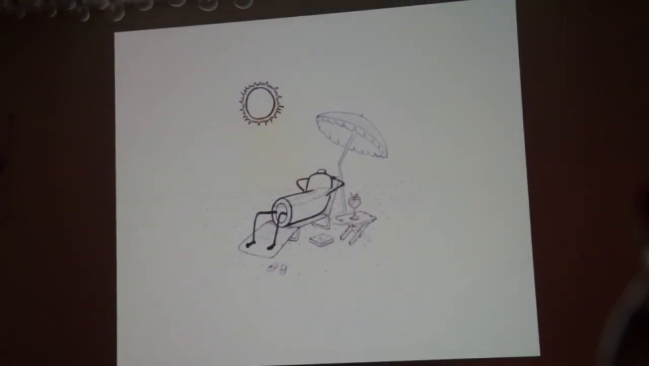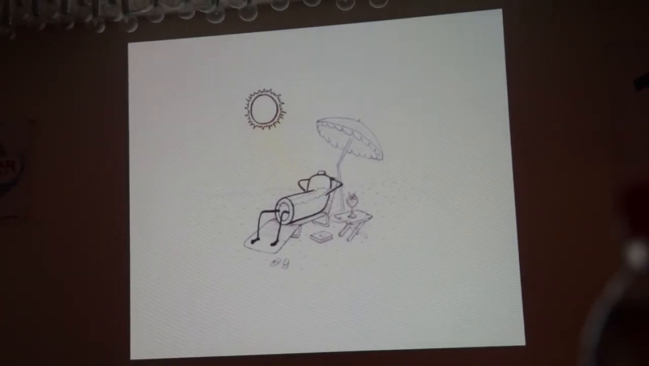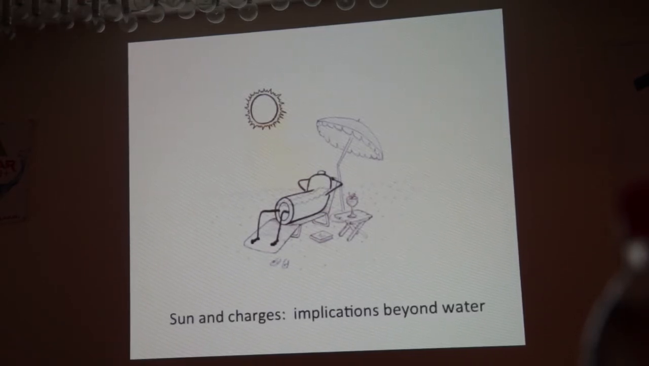I also want to talk about the sun, and as many of you know, the energy that's responsible for building this phase of water comes from light, from the sun. And so that's critically important. Essentially what I want to talk about today is sun, light, and charges, and the implications beyond just water.